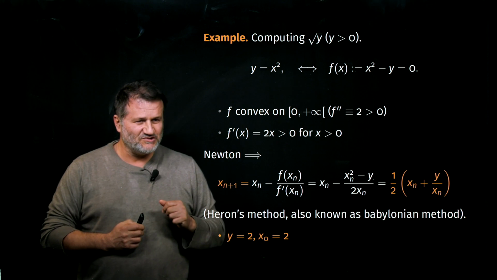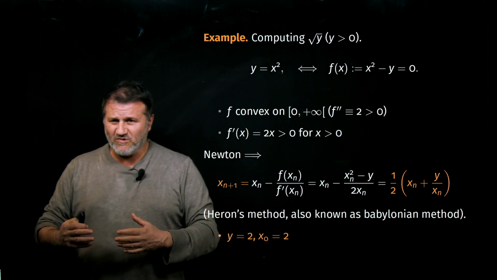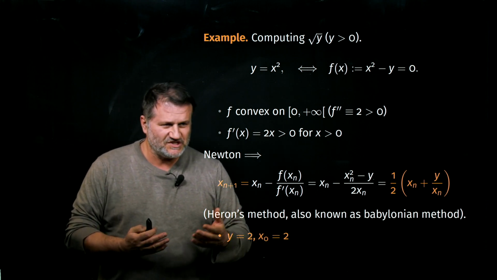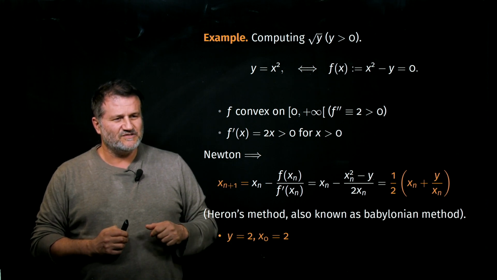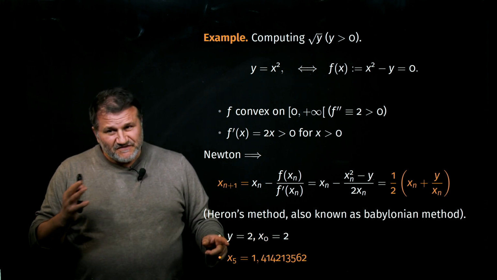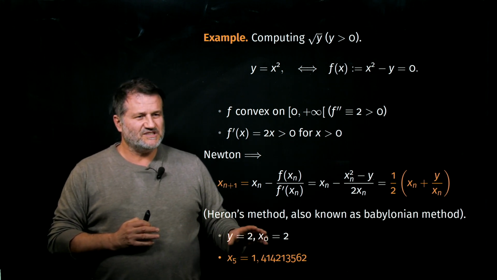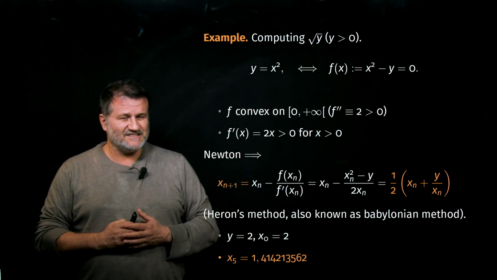Now, it is interesting to notice that if we take y equal 2, so it means we want to compute the root of 2, and we start from x_0 equal 2, which is larger than, let's say, the root of 2. After just 5 iterations here, we find this value for the root of 2, which is an approximation to all these digits. Really nice, right?